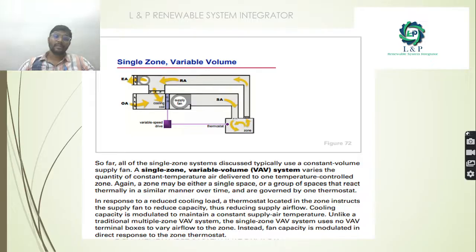Next is the single zone variable air volume unit. As you can see here, we have outdoor air, we have a supply fan, and with the help of the supply air, we will be supplying the air to the concerned zone or area.